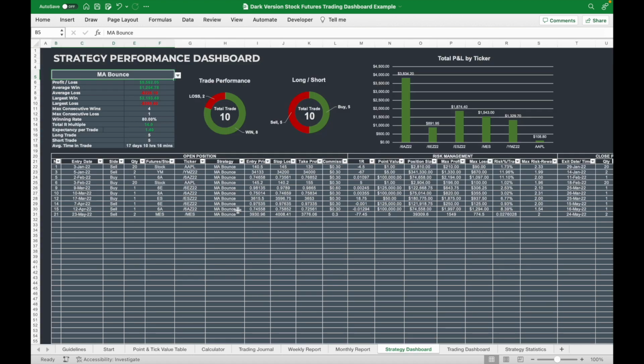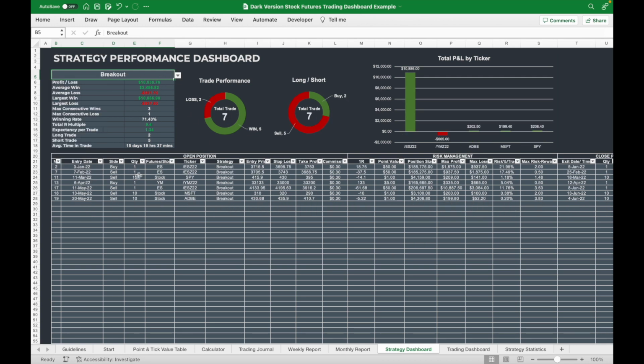To achieve success in trading, a good strategy is crucial, as trading without one is not viable. The strategy performance dashboard offers an efficient way to assess the performance of each strategy. By selecting a strategy from the drop-down menu, you can review all trades executed under the strategy, along with corresponding statistics like profit and loss, win rate, and average return per trade.